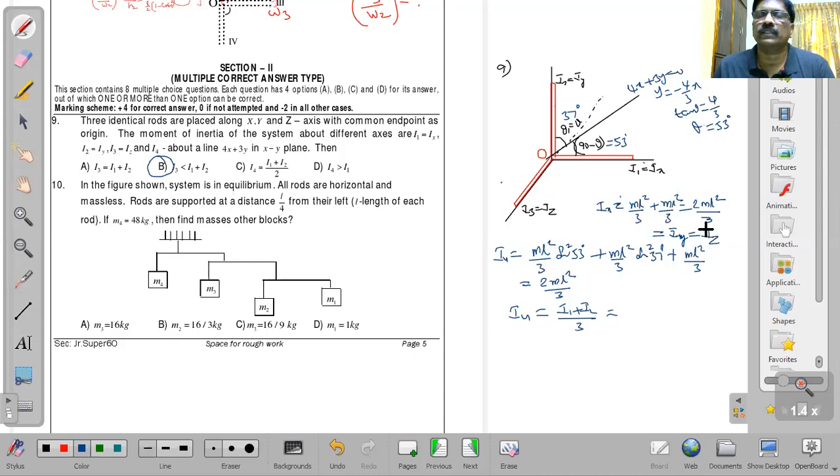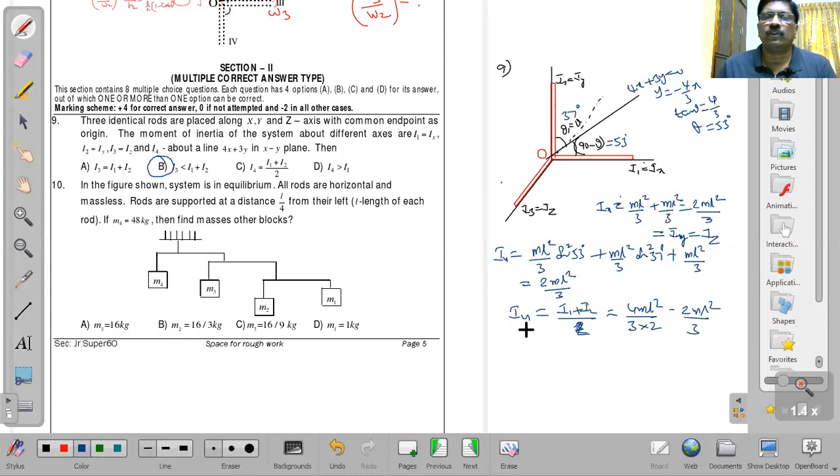2 ml square by 3 plus 2 ml square by 3 by 3. Okay. So I4 is equal to, we'll have, okay, here it is 2 only, no? It is 2 only. Okay. I1 plus I2 by 2, where I1 is equal to 2 ml square by 3 and I2 is equal to 4 ml square by 3. So 4 ml square by 3 by 2, that is equal to 2 ml square by 3.